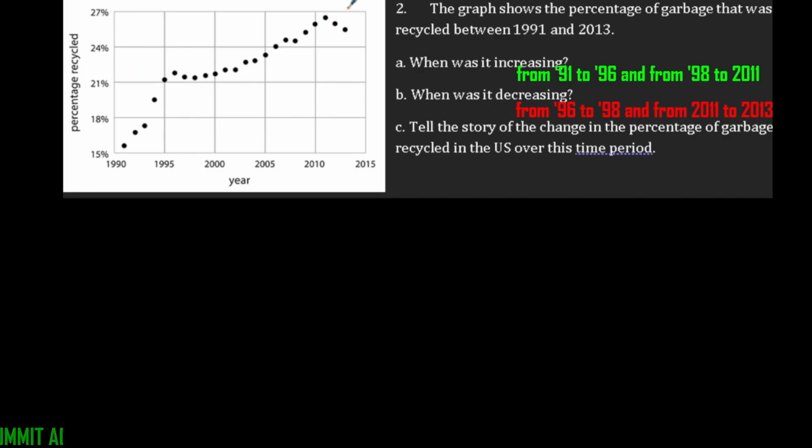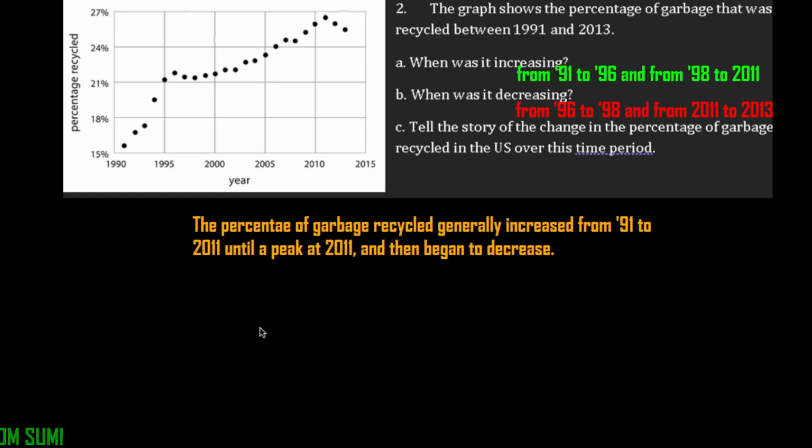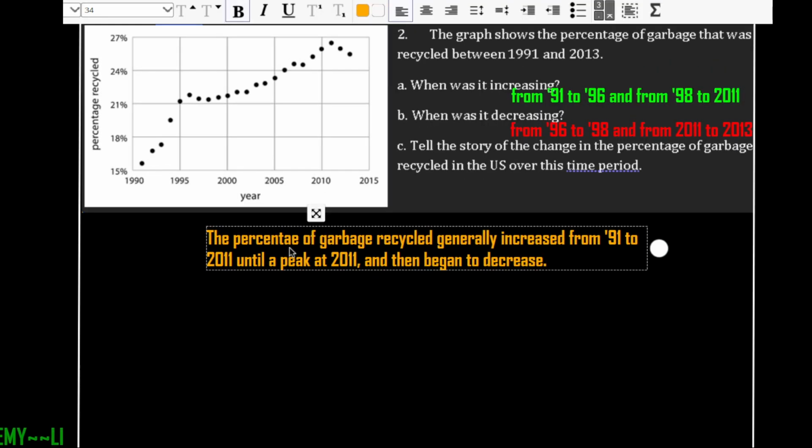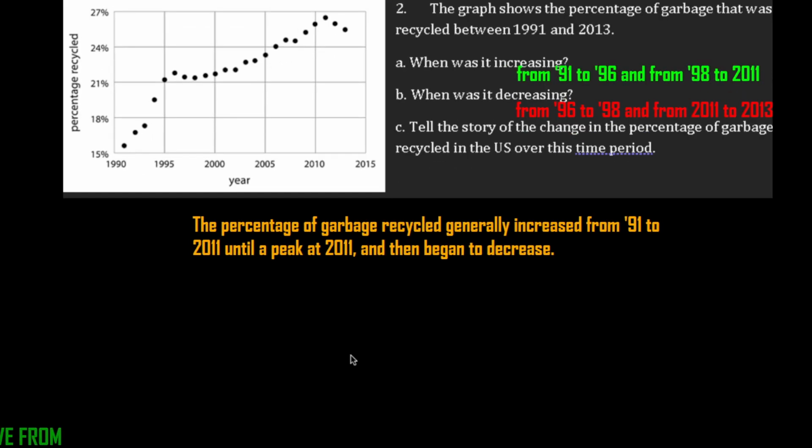And for the last one, it says tell a story of the change in the percentage of garbage recycled in the U.S. over this time period. So got a couple things going on. We're going to say the percentage of garbage, if I can spell that right, let me fix that real quick. Need that G in there, percentage. There we go. Percentage of garbage recycled generally increased from 91 to 2011 at a peak in 2011, meaning it was at its highest in 2011 for amount recycled. And then it began to decrease from 2011 and on. So be able to read the graph and tell what is happening.